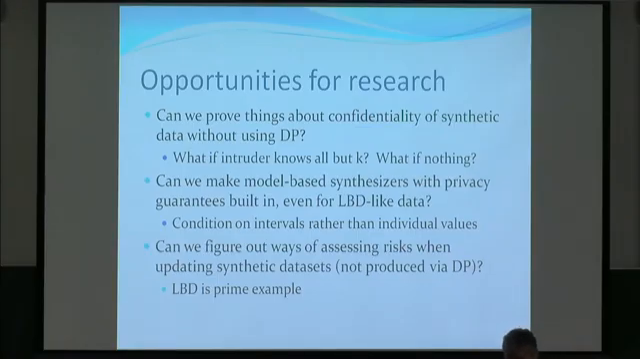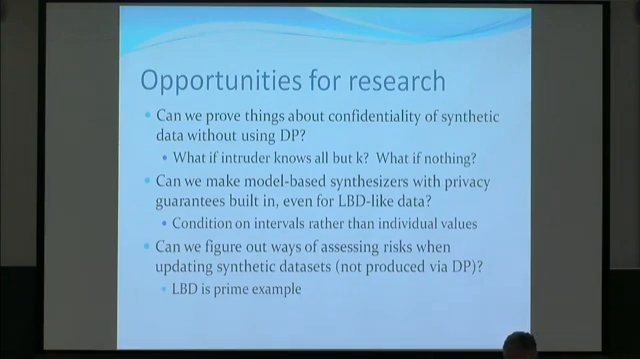Okay, quickly, some opportunities for research. These are some questions that I think would be interesting, potentially. So, we have this model-based synthetic data, and Adam pointed out this one paper that shows that, under some conditions, Bayesian methods can satisfy differential privacy. Whether those conditions are reasonable or not, I'm not sure. But can we prove anything about synthetic data without using differential privacy?